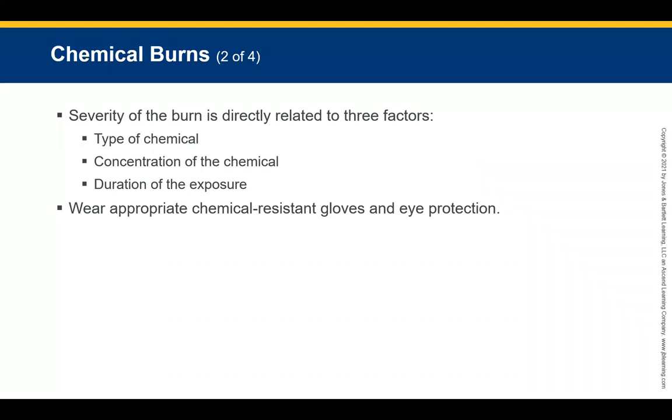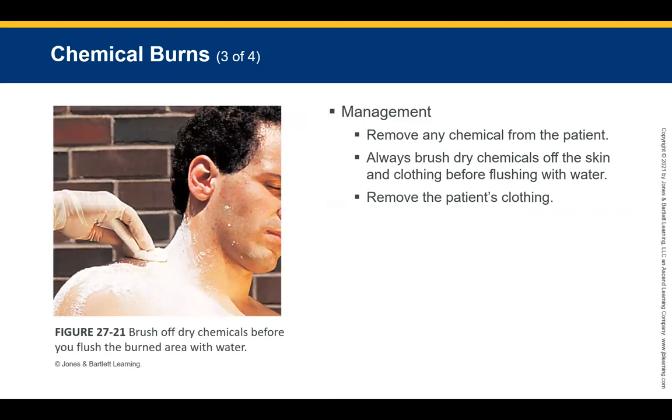To prevent exposure to hazardous materials, determine if you can safely approach the patient. In some cases, you may have to wait until a hazmat team arrives and decons the patient. Wear appropriate chemical resistant gloves and eye protection whenever you are caring for a patient with a chemical burn. The best way that we can remove chemicals is by using a powder. We can try to neutralize it if we know what type it is, or we can dust it off the patient. The severity of the burn will depend on the type of chemical, its strength, duration of exposure, and the area of the body exposed.